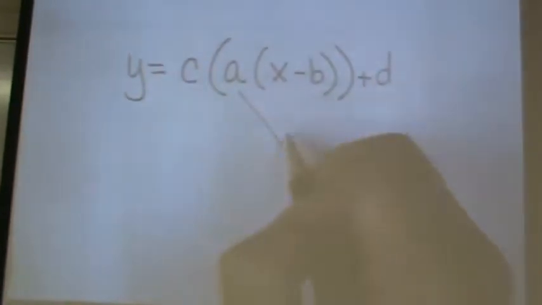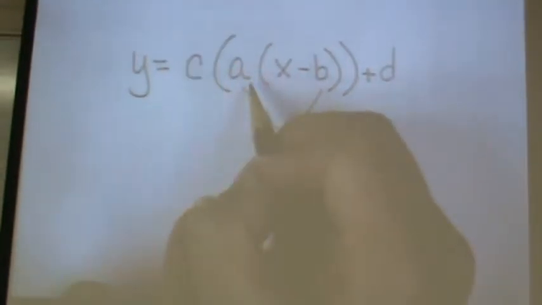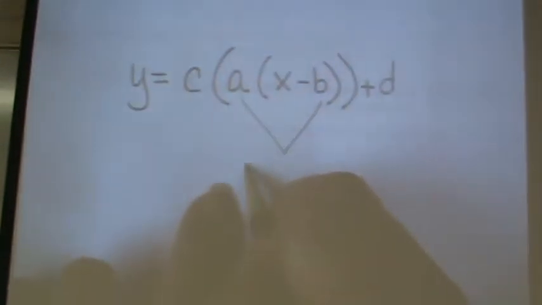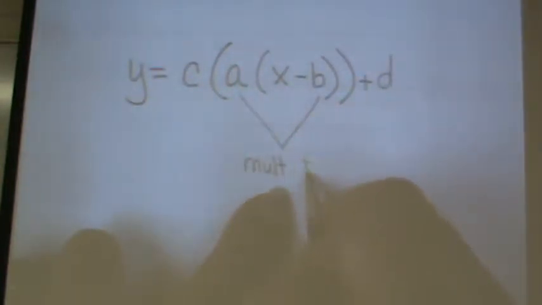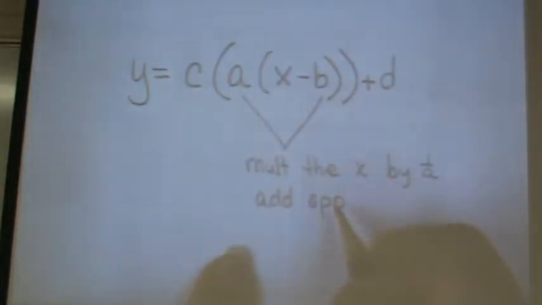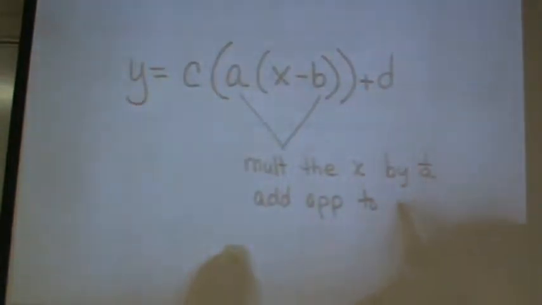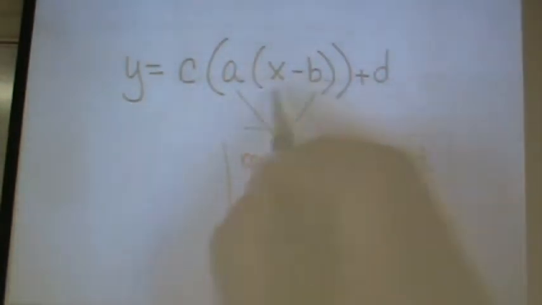Okay, A and B. Now, all of these problems didn't have an A value. But if there was an A value, first you start here with A. You multiply the x values by 1 over whatever A is. Then you add the opposite. Whatever this is, you do the opposite, you add that to that new x value. You do that first. So those two affect your x value.